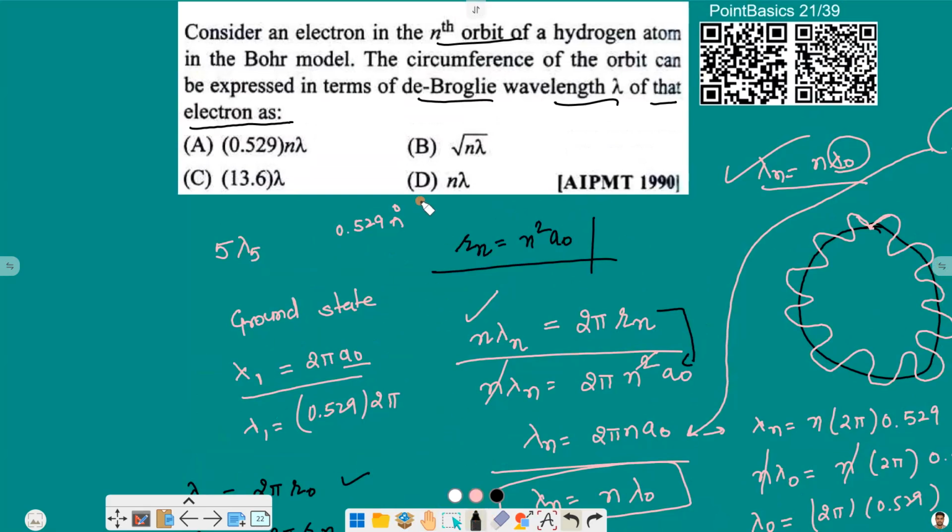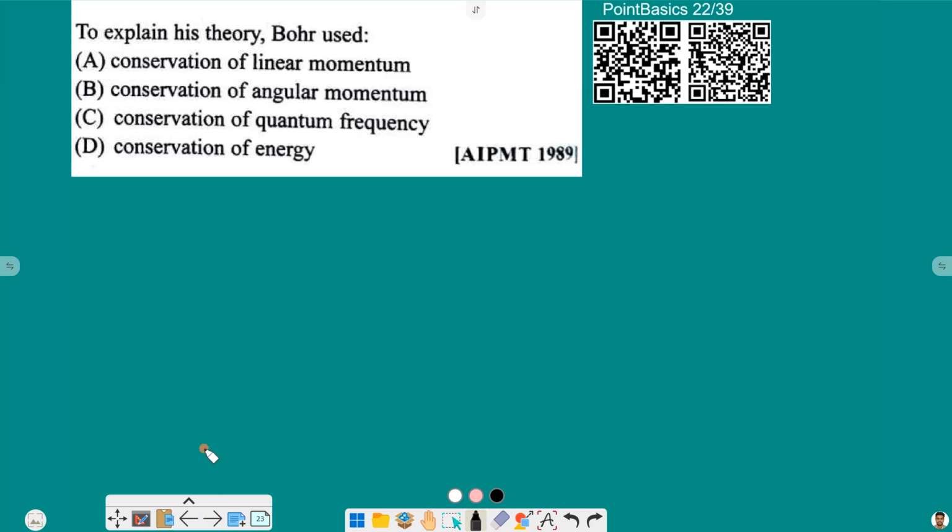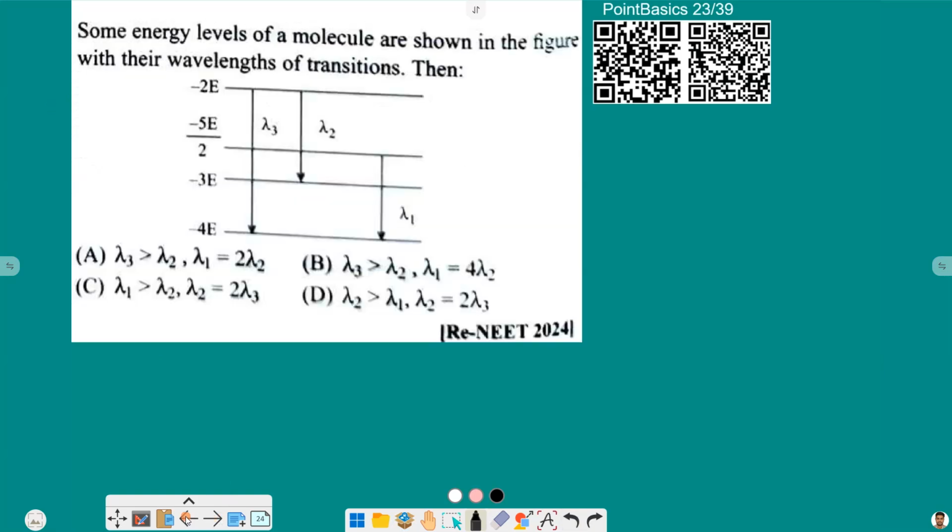This is the relation in option D, where lambda is the wavelength for the ground state. So I think it will be clear to you. Now with this, let's move to the next one. To explain his theory, Bohr used quantization of angular momentum, or quantization means basically conservation. So option B is right. Moving to the next one.